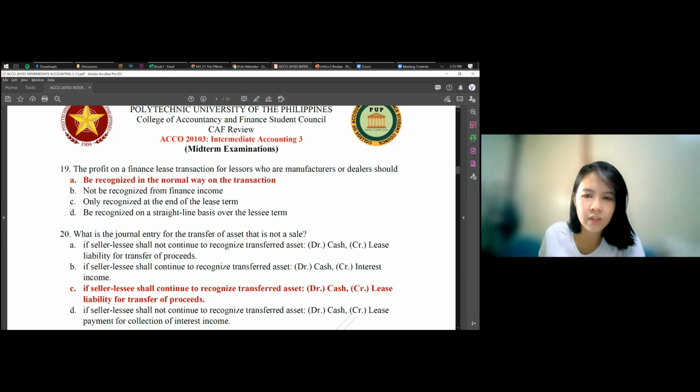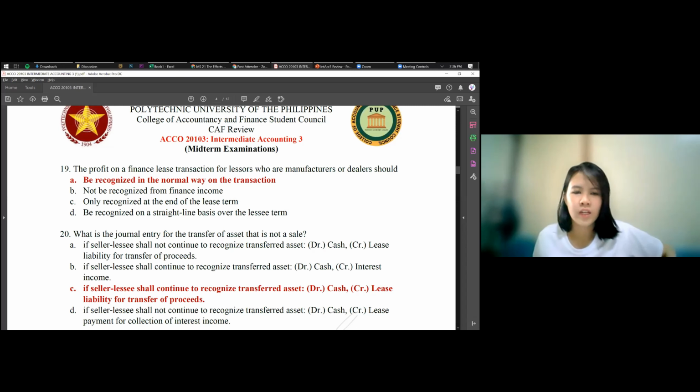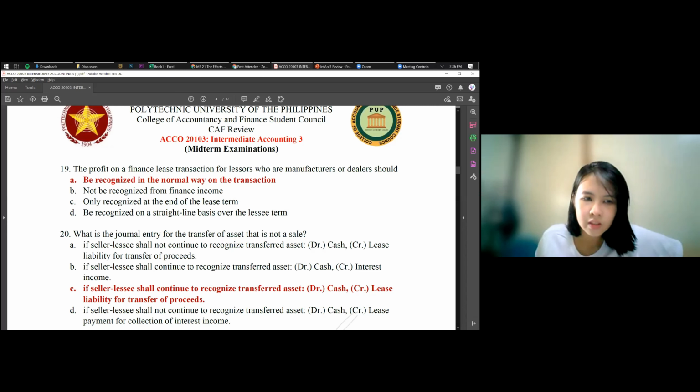And then ayun, if seller lessee shall not continue to recognize transfer asset, debit, cash, credit, lease payment for collection of income, which is contrasting, parang it is contradicting by itself, di ba? It will not continue to recognize the transfer asset, but it will still recognize the lease payment or for collection of interest income. So parang sa una, nakakalito siya, but you always have to see the nots, the shall not and shall, and match it with the concept of, or with the entry that it is suggesting.